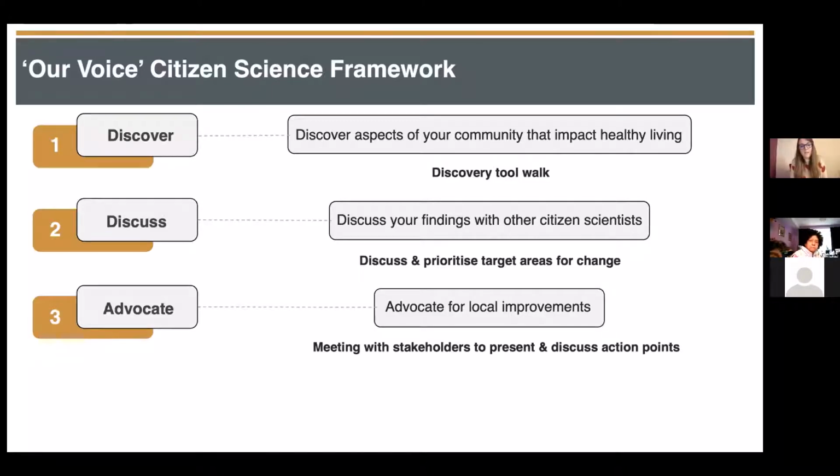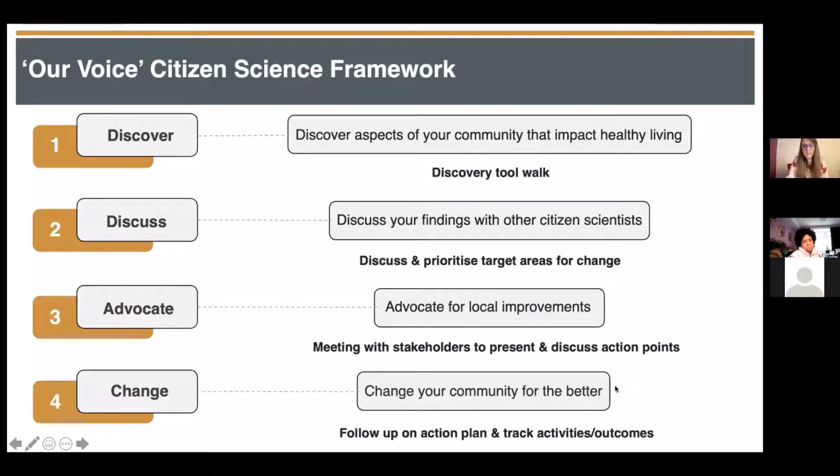The third stage is Advocate. So this is where you then take the target areas that you have, the priorities that have been co-produced with citizens, and have a meeting with stakeholders, local community members and decision makers, where citizens can advocate and present their action points, and share these with these individuals to co-produce overall workable changes that can be used in local areas.